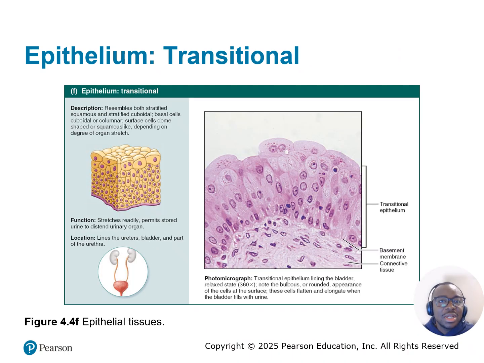The next is transitional epithelium. This type of epithelium resembles both stratified squamous and stratified cuboidal epithelium. The basal cells are cuboidal or columnar, while surface cells appear dome-shaped or squamous. Transitional epithelium is found in the bladder, ureter, and urethra. The epithelial cells can change their shape when stretched, allowing for increased urine flow. In the case of the bladder, stretching allows for more space for urine storage.